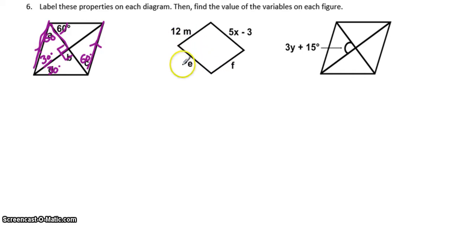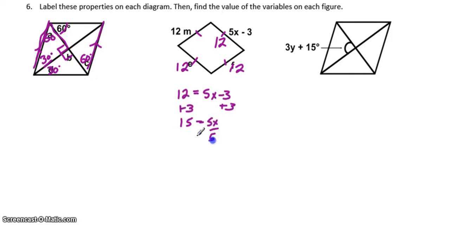For the next one, we can fill in E and F with both 12 meters because we know that all the sides of a rhombus should be congruent. But this last side has an algebraic expression, so we'll need to write an equation here. We know that this side should be 12, so we can write the equation 12 equals 5x minus 3. By adding 3 to both sides, we get 15 equals 5x, and by dividing by 5, we get that x equals 3.